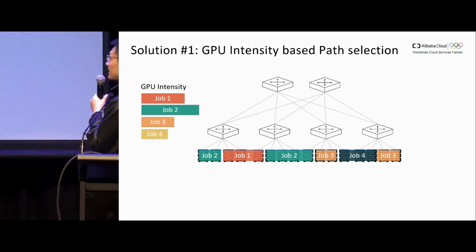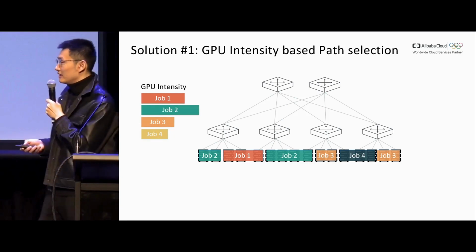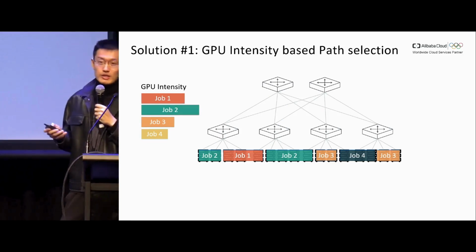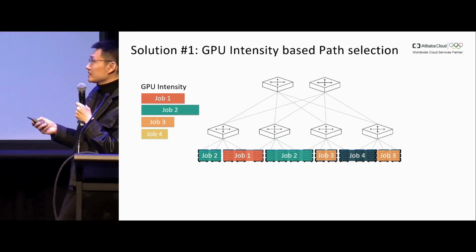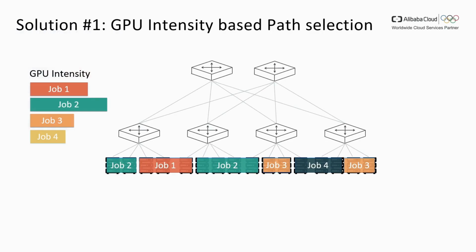Now, back to our key insight, GPU intensity. In fact, we cannot completely avoid all communication contention, but it is possible to avoid communication contention between high GPU intensity jobs. And we already showed that jobs with higher GPU intensity are usually more important in GPU utilization. Let's see our solution. Suppose there are 4 jobs running in one GPU cluster. First, we sort all jobs by their GPU intensity, and then we can select the most uncongested path for each job, one by one, from the highest GPU intensity one to the lowest.